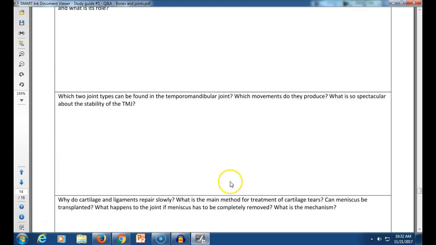Temporomandibular joint: you have a hinge joint and a gliding joint. It's the most easily dislocated joint in the human body.